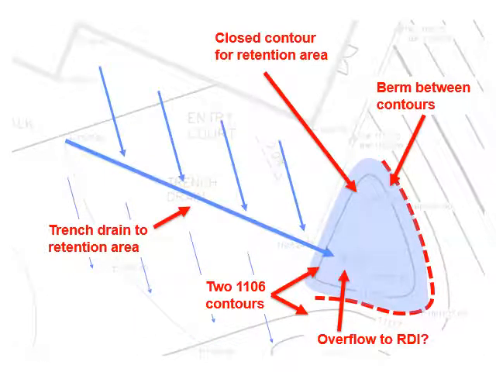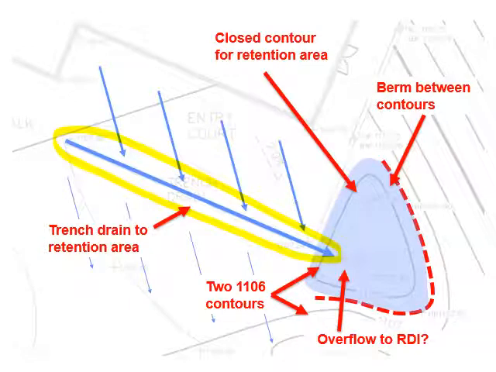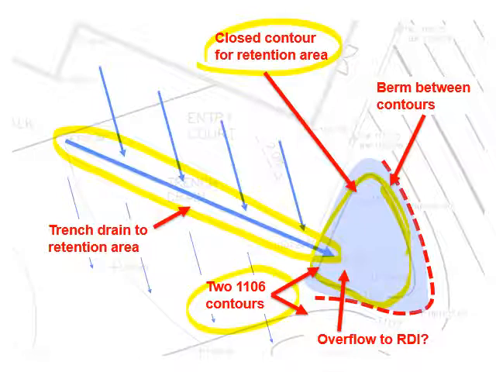The pieces that you need to make this work are pretty much the same as before, with only the addition of the trench drain itself. Once you have that, of course, you're going to have your closed contour that shows where the water is going to be held. You're going to have the two contours, in this case the 1106 and 1106.